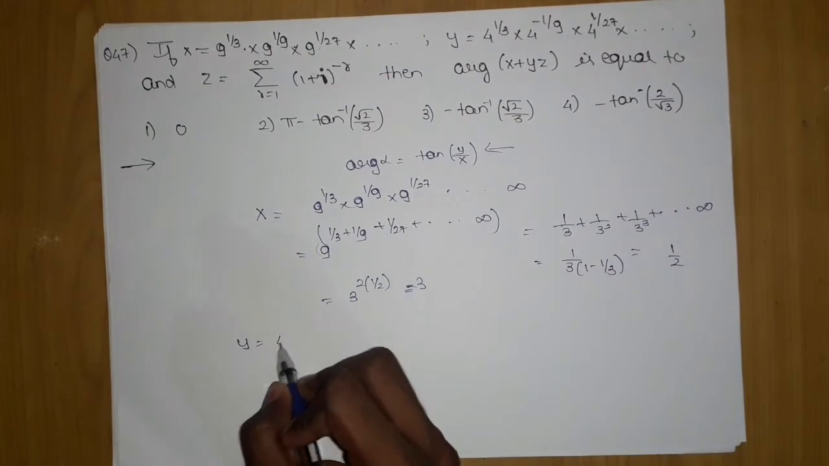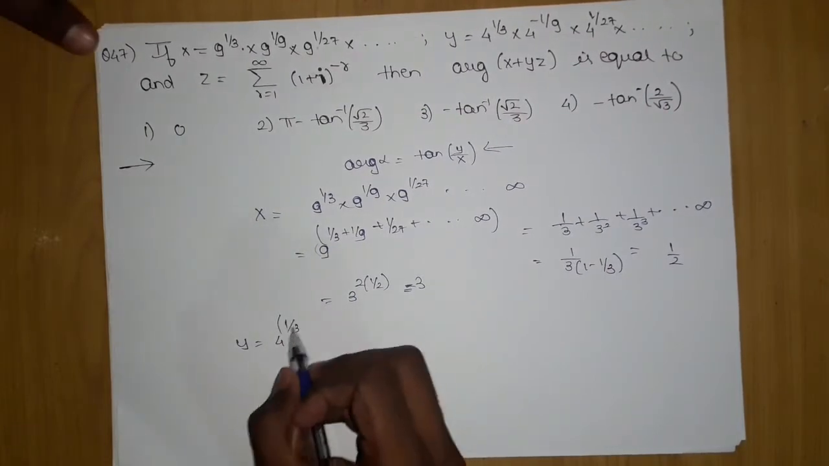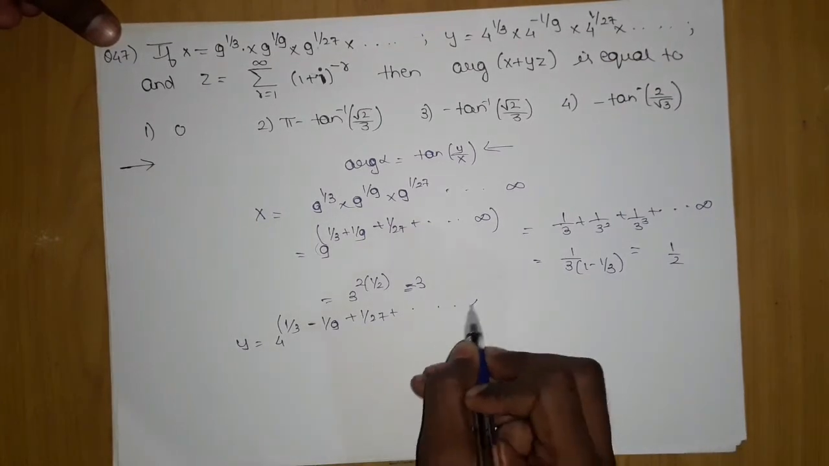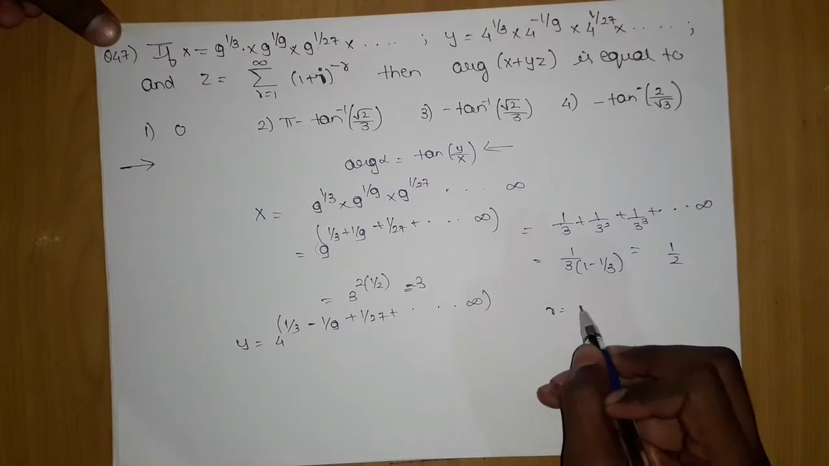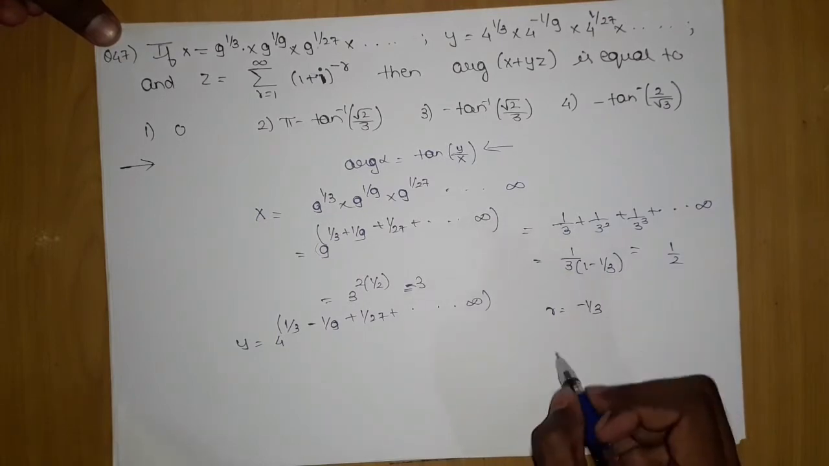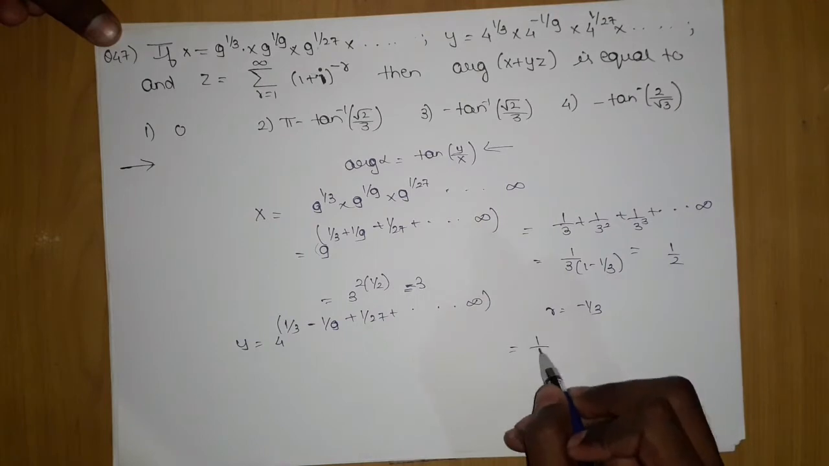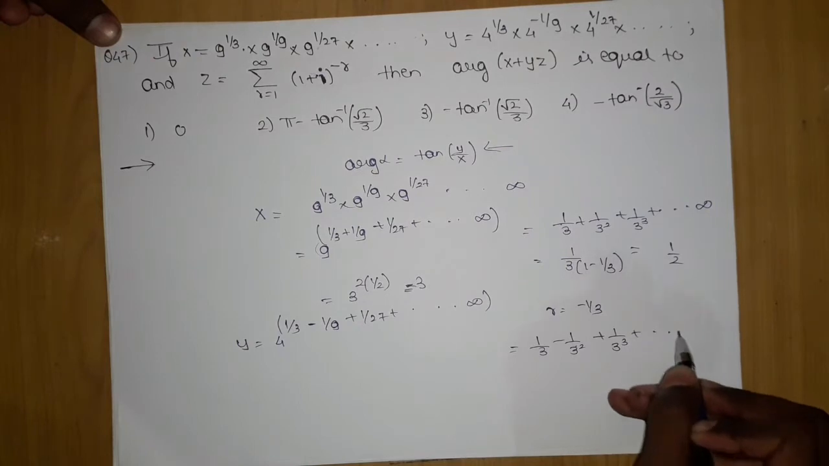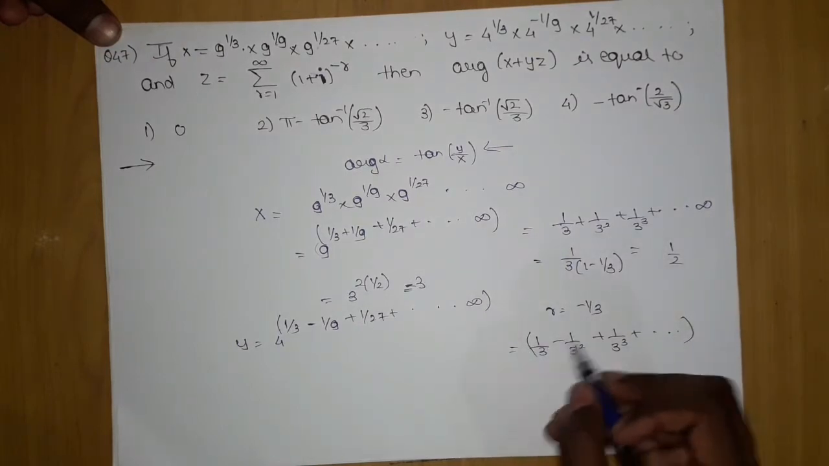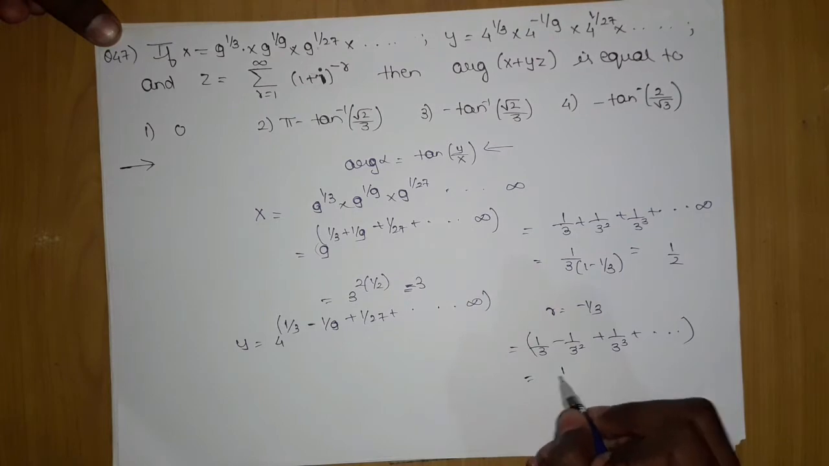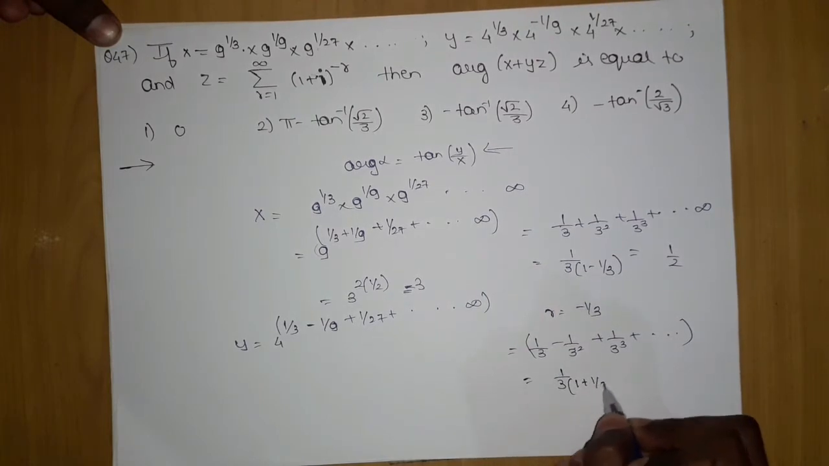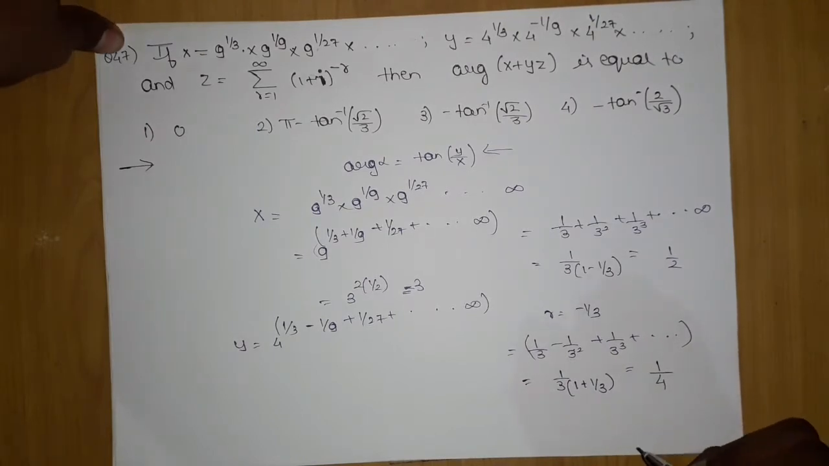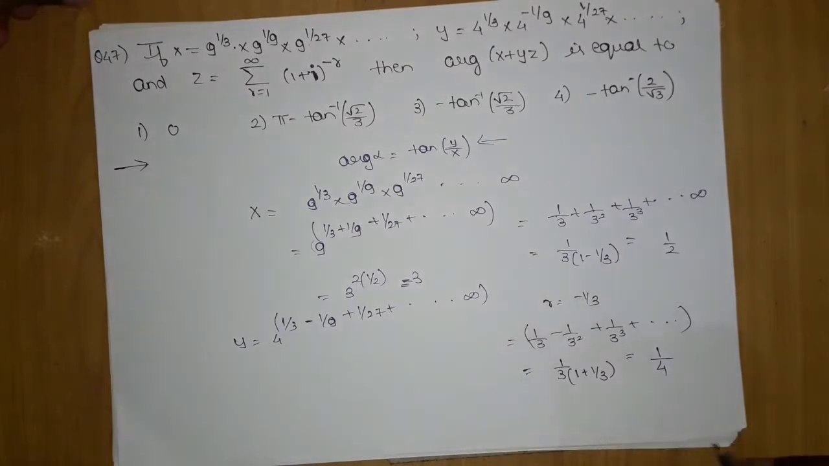Now for the y value, 4 power 1 by 3. Again, I am not writing this step: 1 by 9, 1 by 27 and so on till infinity. Here r is nothing but minus 1 by 3. So 1 by 3 minus 1 by 3 square plus 1 by 3 cube and so on. At even power it is becoming positive, so r is nothing but minus 1 by 3. So 1 by 3 into 1 plus 1 by 3, because r is minus 1 by 3. This will become nothing but 1 by 4.